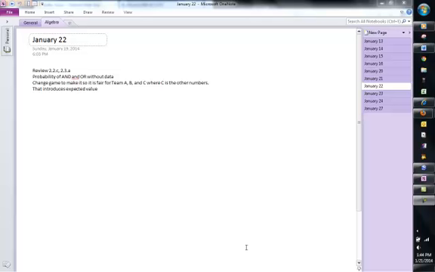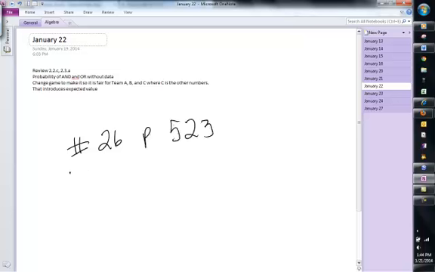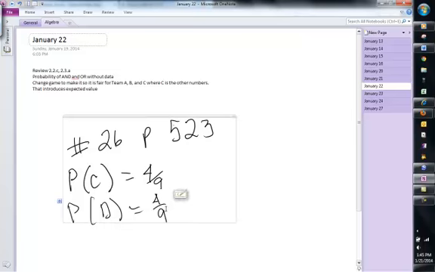Okay, so for our class, what we're going to have to do is figure out how to do the problems like number 26 on page 523. They tell us that the probability of event C is 4/9. The probability of event D is 4/9. It says they are not mutually exclusive. That means there is some overlap.